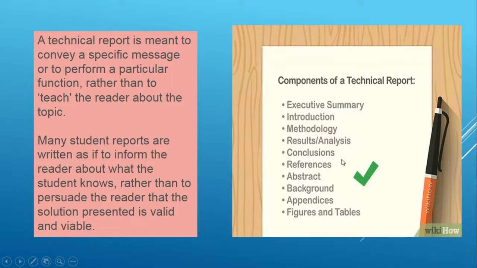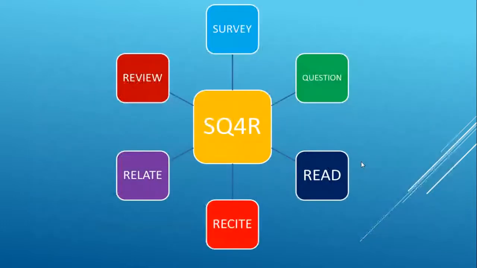Your results, your analysis, your conclusion, your references, the other paper didn't say references, your abstract, the abstract goes at the beginning, your background, you could have maybe in your introduction a little bit of the background of your research, the appendix, and your figures and tables. Okay.